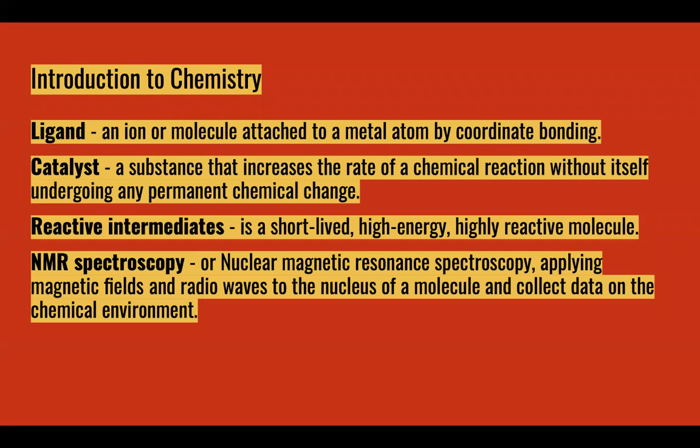Introduction to chemistry. These are just a few terms and vocabulary words that I'll be using throughout my presentation. A ligand is an ion or molecule attached to a metal atom by coordinate bonding. A catalyst is a substance that increases the rate of a chemical reaction without itself undergoing any permanent chemical change. A reactive intermediate is a short-lived, high energy and highly reactive molecule. And NMR spectroscopy, or nuclear magnetic resonance spectroscopy, applies magnetic fields and radio waves to the nucleus of a molecule and collects data on the chemical environment of said molecule.